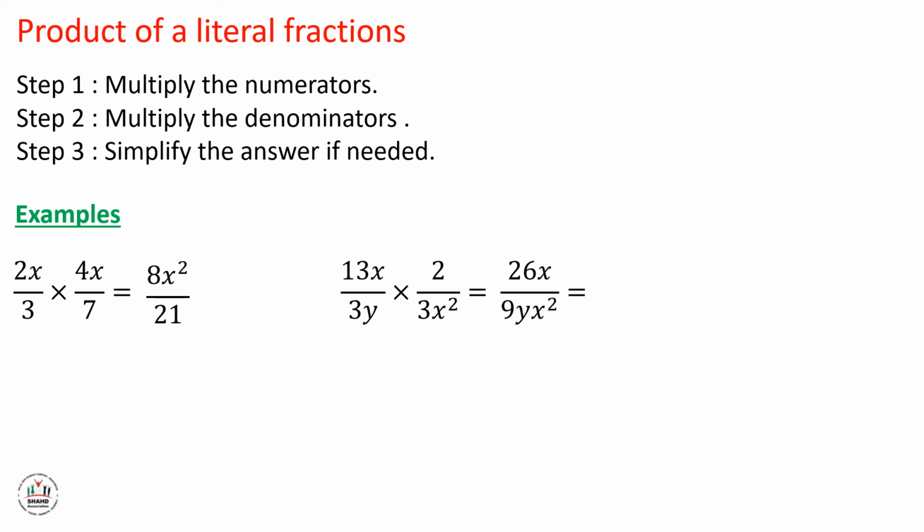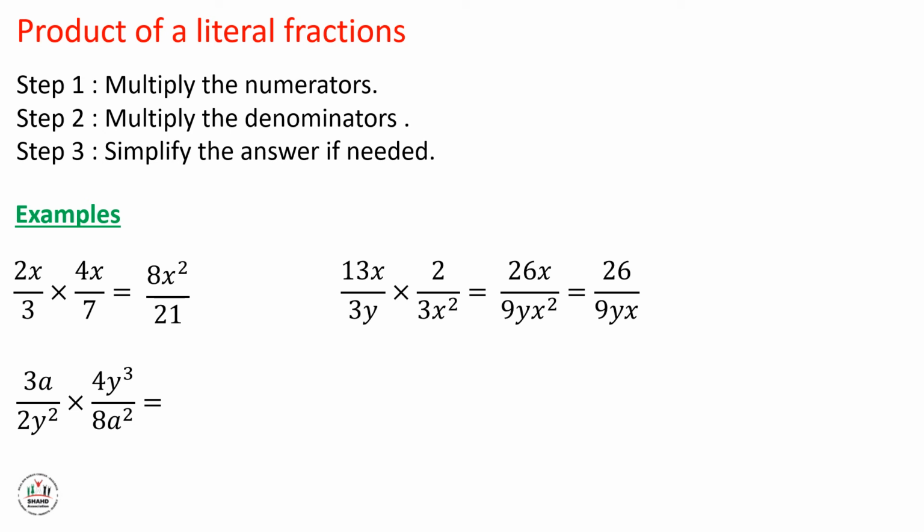We can simplify this fraction. We can simplify x with x squared. So we can write 26 over 9yx. x squared, or x goes with x squared to give us x in the denominator. Because the denominator will be equal to 9y times x to the power 2 minus 1, which is equal to x to the power 1.